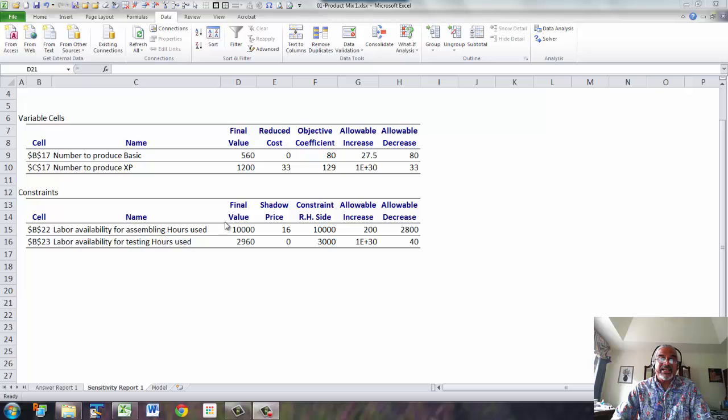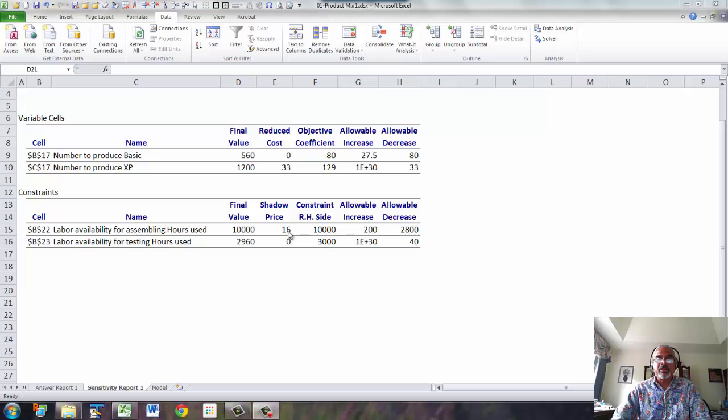Sensitivity of the constraints is not about, repeat, it is not about the final values of x sub 1 and x sub 2 or the basic and nonbasic. It's not about that. It is about the shadow price. This shadow price will be valid if the right hand side of the constraint goes up or down within these allowed limits. Now what is shadow price?